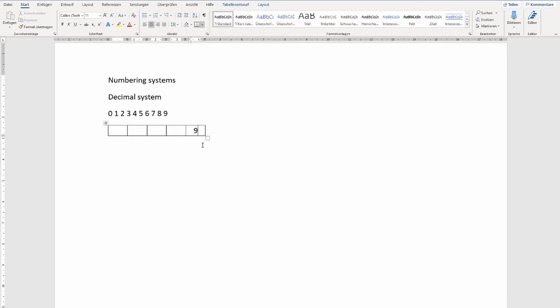And now, what happens now? If I count one more, I cannot use another symbol. My symbol pool is empty. So I'm using the next place. I say, okay, one time I have used all symbols and I start again with the first symbol, our 0. And then one more. I'm already at the end. So now, one more time, I've used all symbols on the previous digit. Okay?